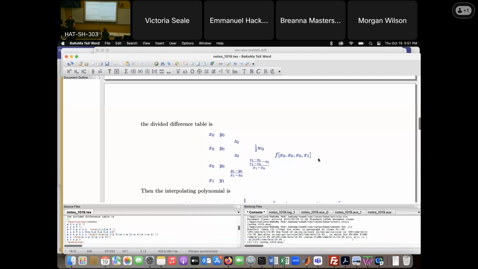So are there any questions about how you handle a divided difference table for a case of non-distinct x values? Including any questions from the online gallery.